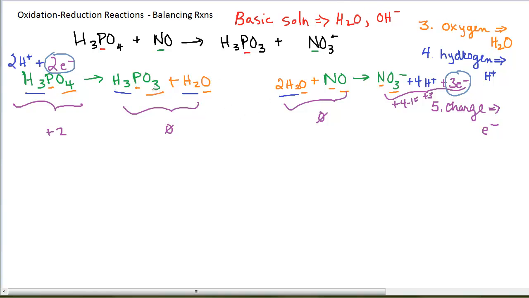The next step is to balance the transfer of electrons. Sometimes it is balanced at this point, but it's not here. I need to multiply the whole left-hand half reaction by 3. I need to multiply the whole right-hand half reaction by 2 in order to balance that transfer of electrons. I'm going to rewrite them down below.